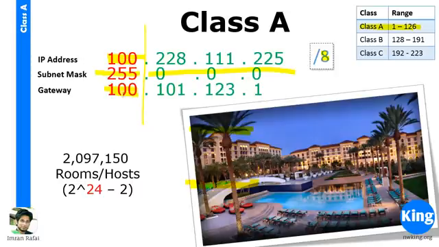Like our example of the hotel, when I had to go out of my hotel to visit my friend who's in a different hotel, I had to exit through my main gate, and my main gate is part of my hotel, and that is why the gateway also needs to be part of the same network.